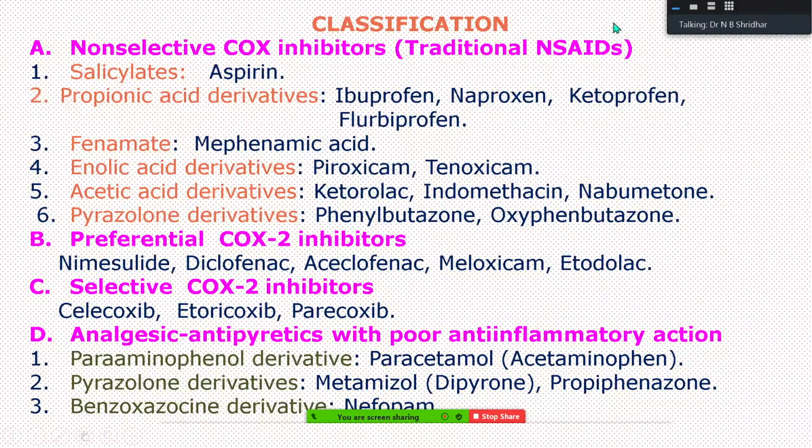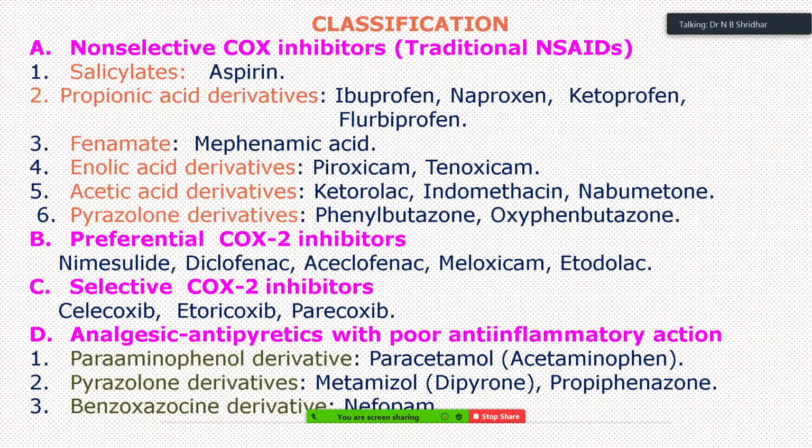Of course, the classification is like that. There are 4 classes: A, B, C and D. A is the non-selective COX inhibitors, or the traditional or old NSAIDs. The example is the salicylates. In the group of salicylates, aspirin is the classical example of a non-selective COX inhibitor. They act on both COX-1 and COX-2.